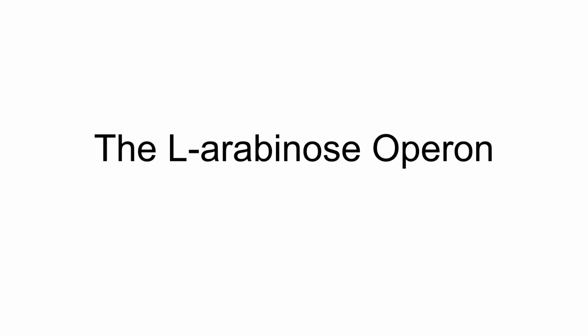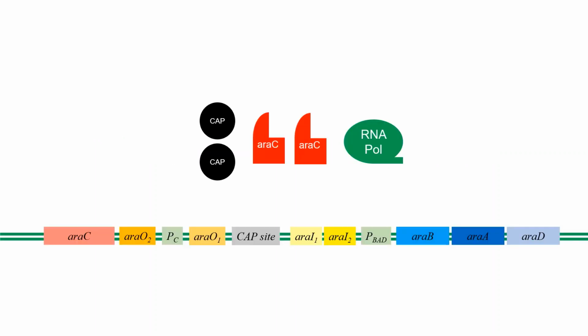Today we will discuss the L-Arabinose Operon, otherwise known as the araBAD or simply Ara operon, that is naturally found in E. coli and allows the bacteria to utilize arabinose as a carbon source. Let's go over the different components of this operon.